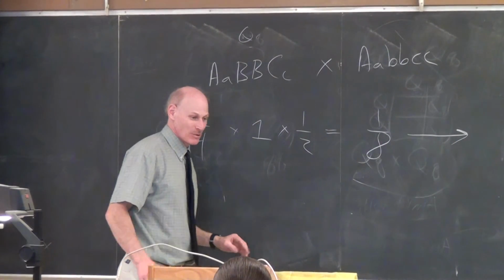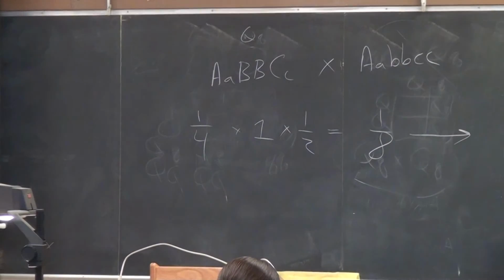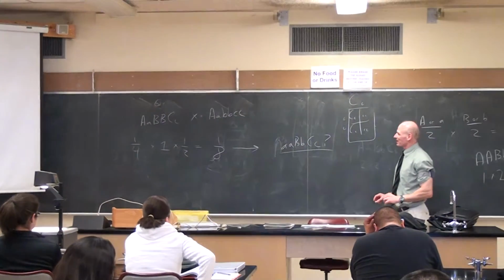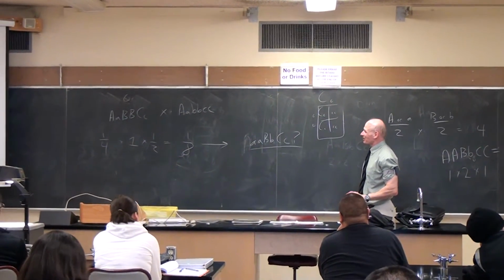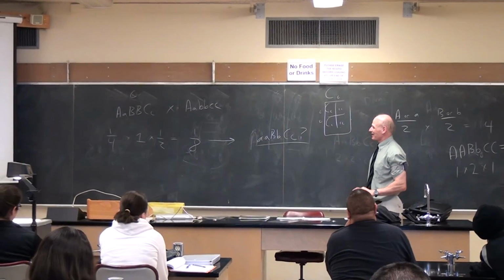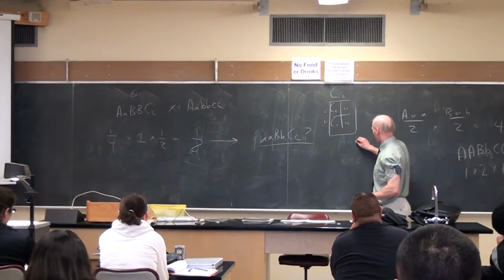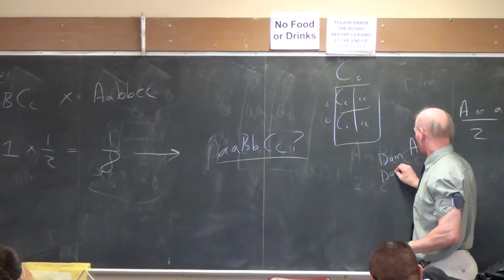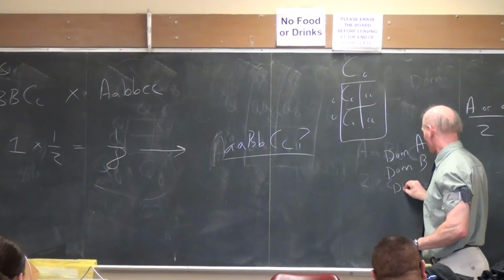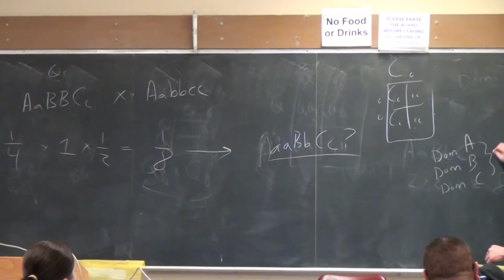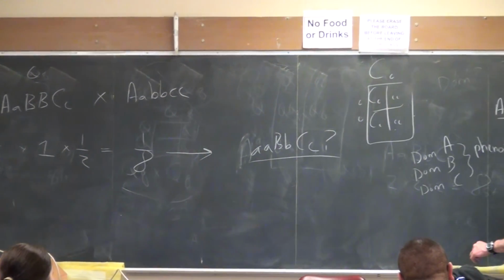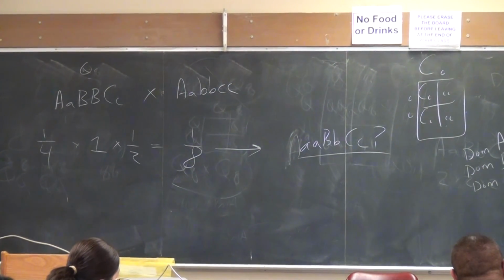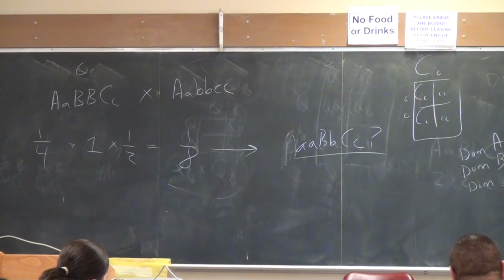Let me give you one problem and then I'll turn you guys loose here. This is a slightly different problem, but what's the chance that the offspring will show the dominant phenotype for A, dominant phenotype for B, and dominant phenotype for C? So it's the same concept, but try to think of what the phenotype chances would be.